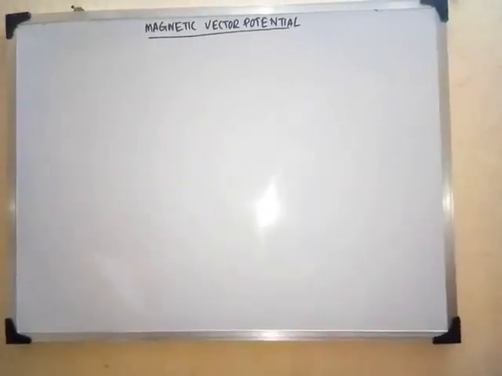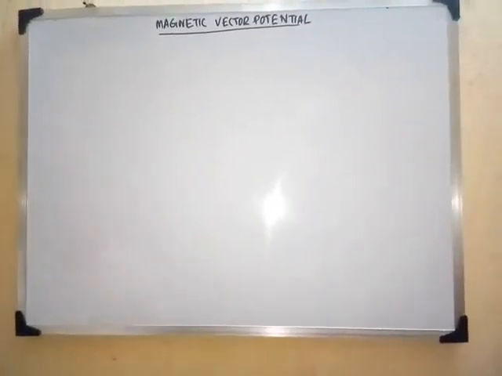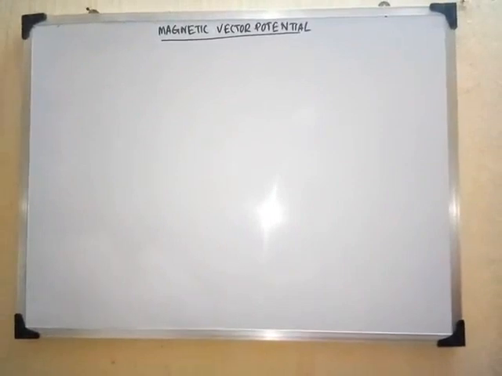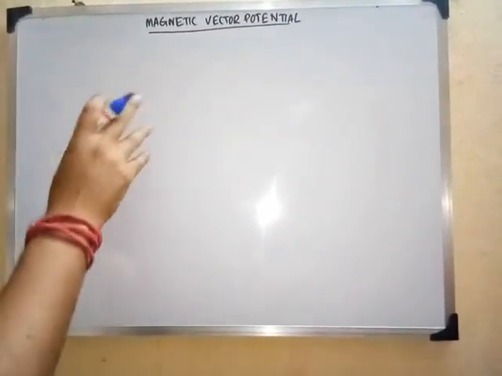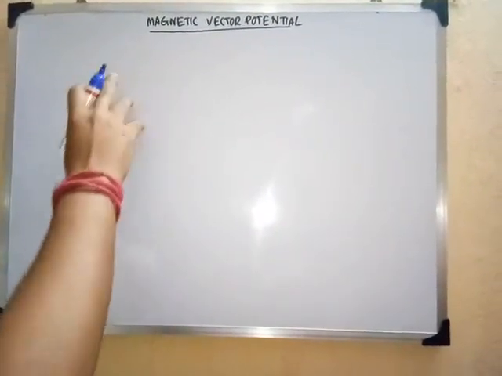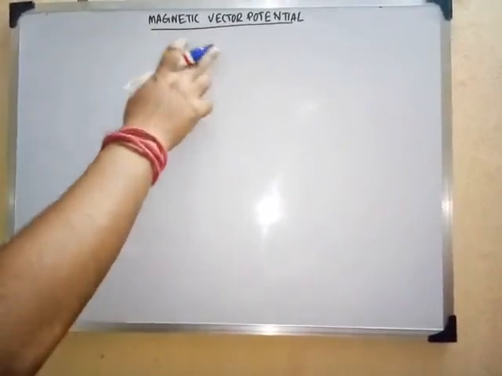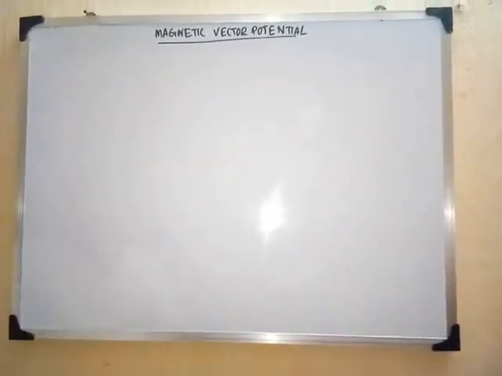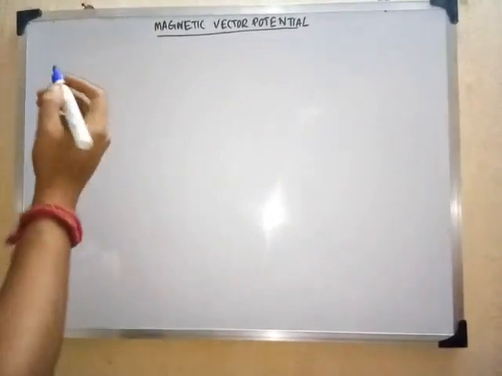Once we have some idea about Ampere's circuit law, we will now see the concepts of magnetic scalar as well as vector potential. I have written it here as magnetic vector potential, but we will also see what magnetic scalar potential is. So let's start from here.